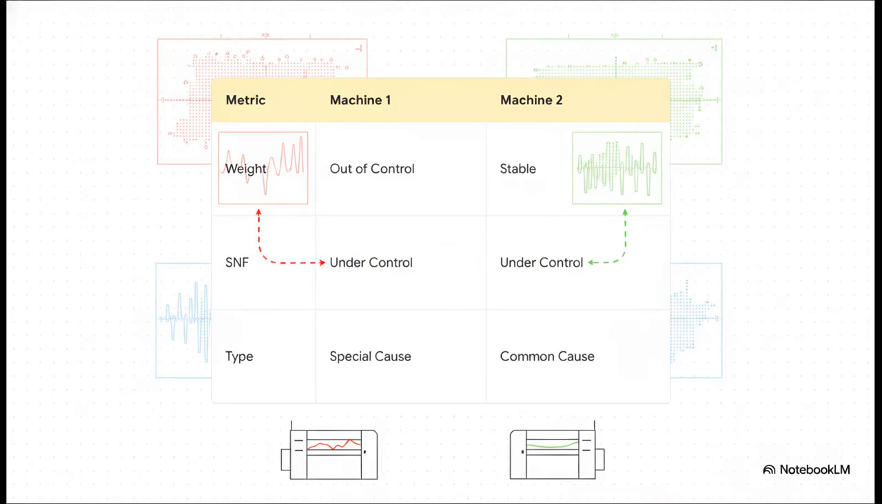When comparing the performance of 2 different packaging machines running the exact same operation, a stark contrast immediately jumps out. For the solid non-fats metric, which is essentially the nutritional components of the milk minus the fat, both machines were perfectly under control. But for weight variation, Machine 2 was totally stable, while Machine 1 had a massive critical issue. It was entirely out of statistical control.